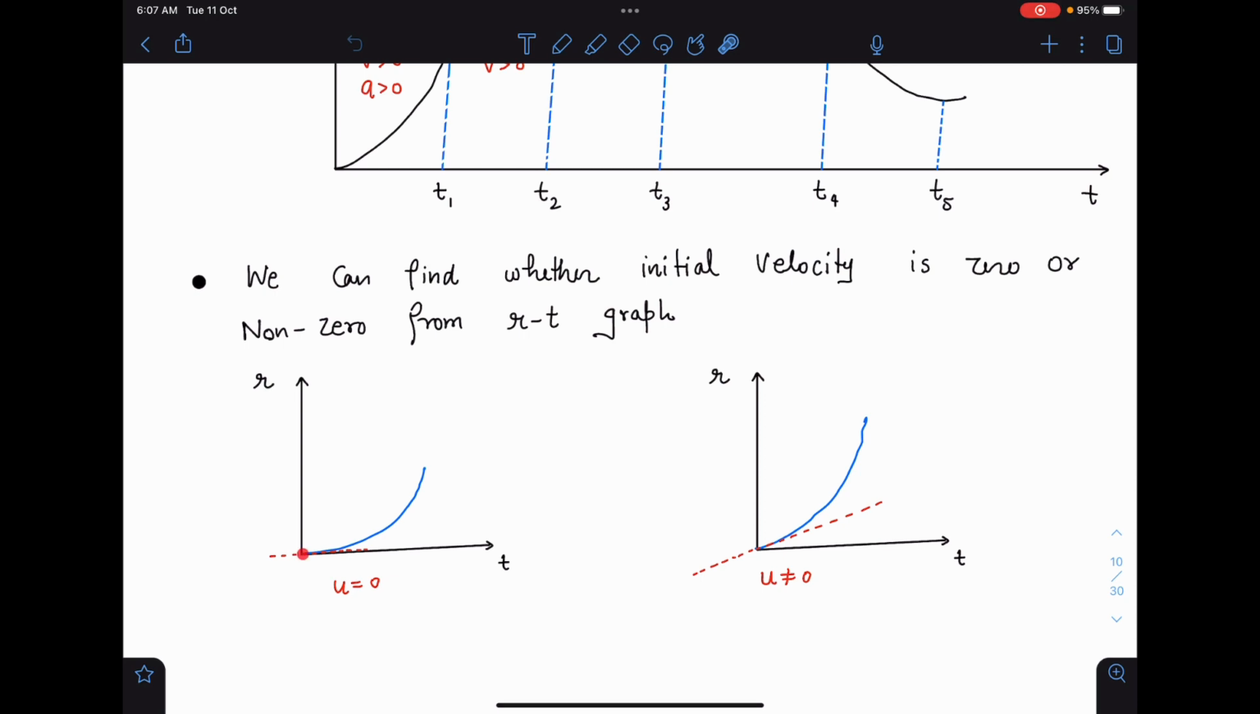So if it is starting like this with the horizontal graph, we can say its initial velocity is 0. And here, if it is directly going like this, I can say at the initial point the tangent is making a non-zero angle with the time axis. So in one case I can say initial velocity is 0, and here initial velocity is non-zero.